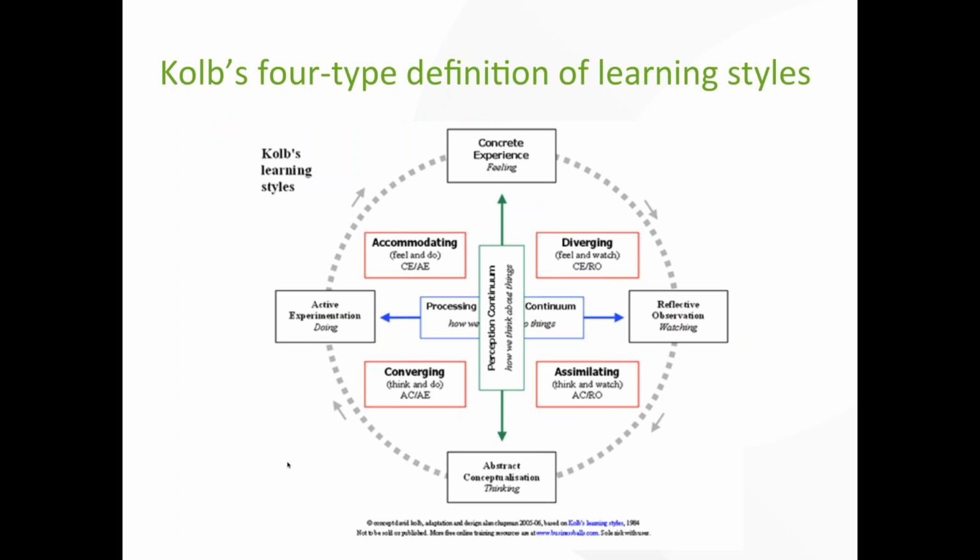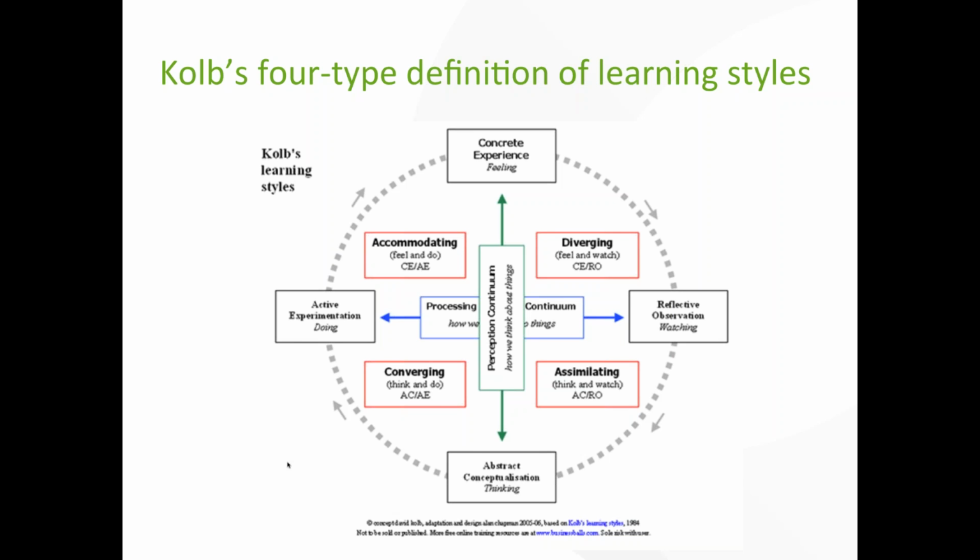This is Kolb's 4-type definition of learning styles. So he had the accommodating, the converging, the diverging, and the assimilating. So this is kind of bringing together what we've just learned in the VAK model, but also the Honey and Mumford model, and these do have similarities, where at times you might need to feel and watch, and other times you might need to think and watch, other times you might need to think and do, other times you might need to feel and do.